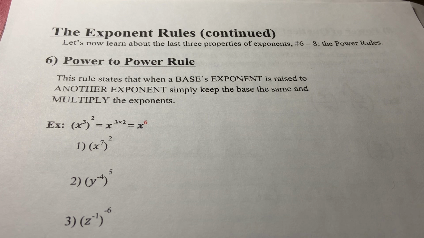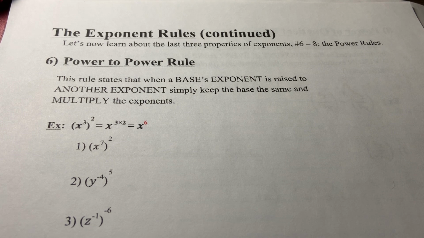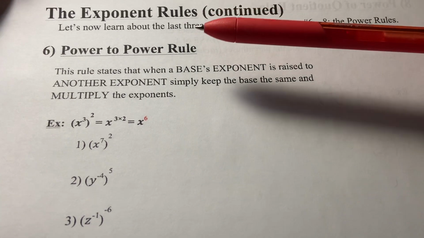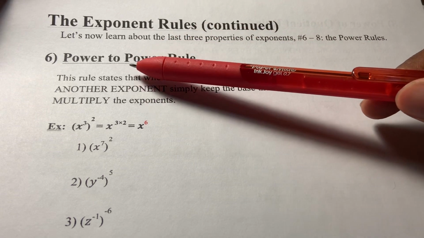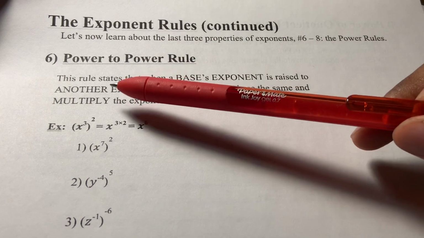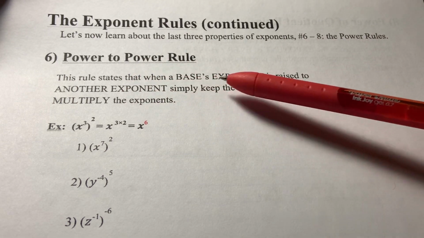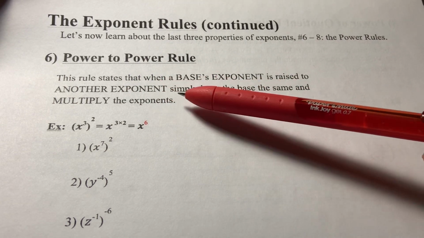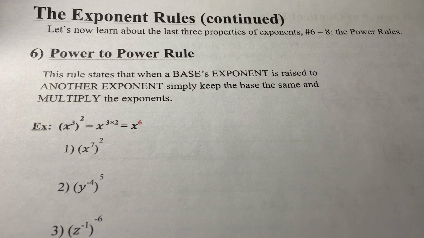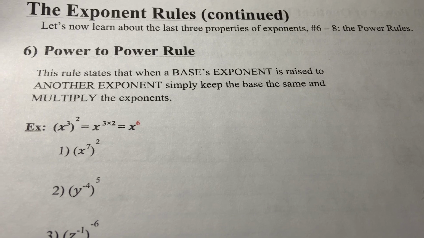So in today's video, we are going to learn about the last three properties of exponents, and they are collectively called the power rules. Okay, so let's get right into it. The first power rule is called the power to power rule. Okay, and as it says here, this rule states that when a base's exponent is raised to another exponent, simply keep the base the same and multiply the exponents.